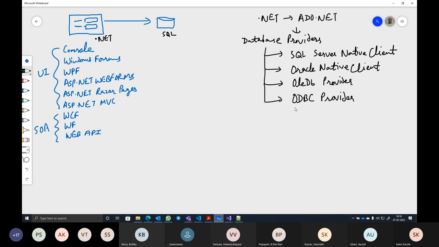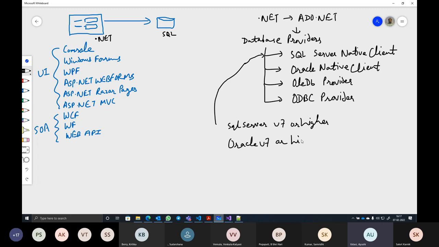Which one to use when? So if I have SQL Server version 7 or later, say or higher, I can use SQL Server provider, native provider. If I have Oracle version 7 or higher, I use Oracle native client provider. If older versions are there, for SQL Server and Oracle, or if there is another database type I want to connect with, they have the choice of going to either OLEDB provider or ODBC provider.